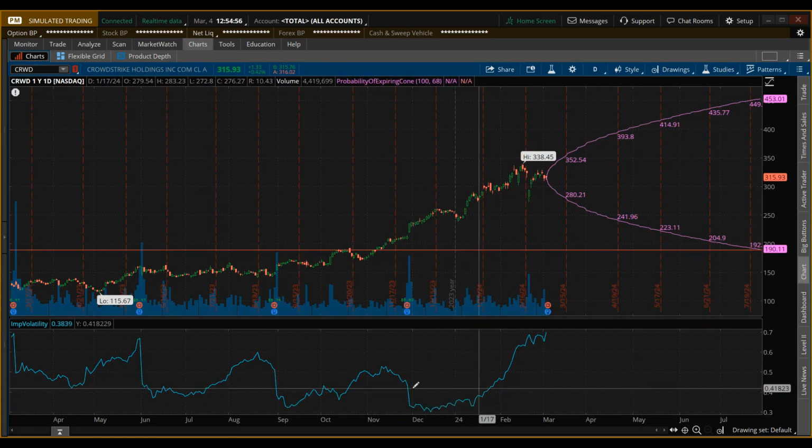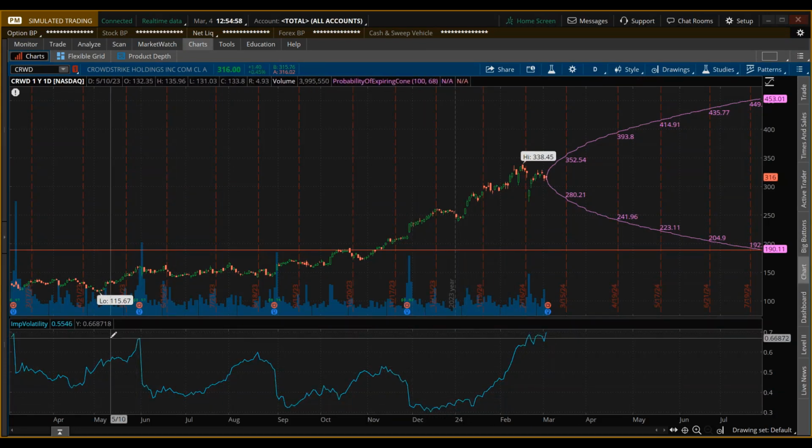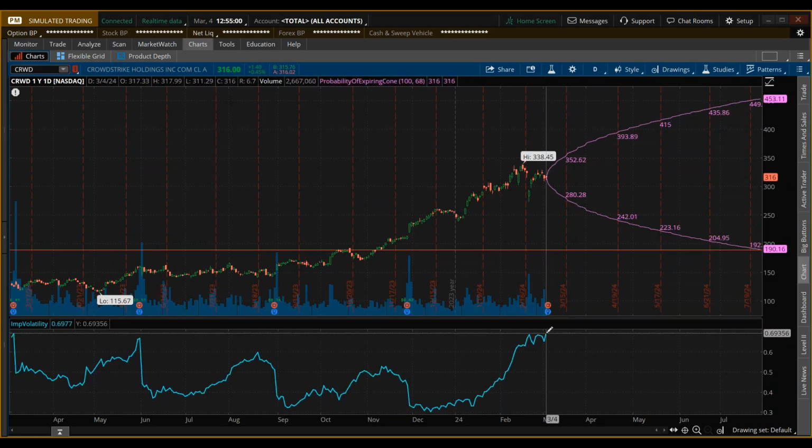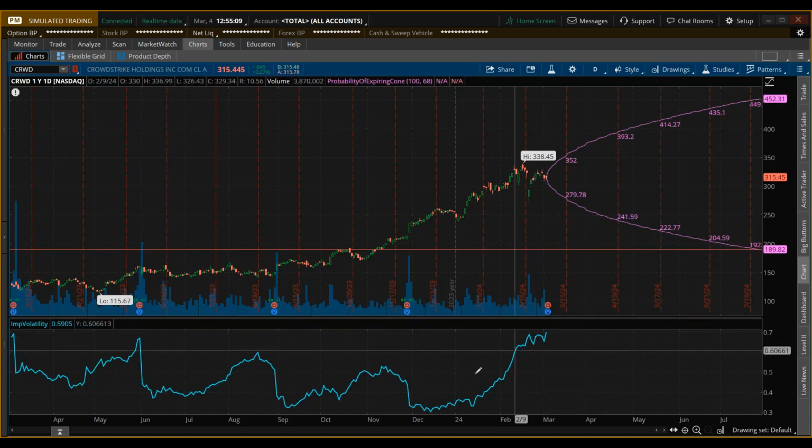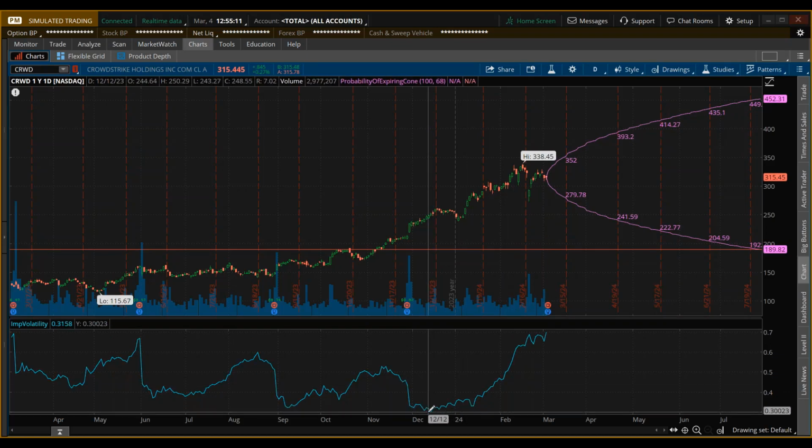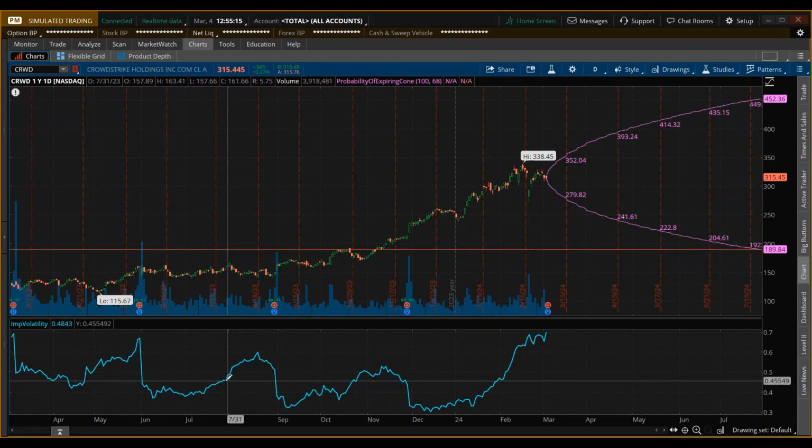IV fluctuates in a range on this stock. You can see the high end of the range is right now, where we are today. We are at a very high end of the range, the highest that we've seen in a year. Here's the low end of the range, which is around 30. Mid-range seems to be, what, about 45.